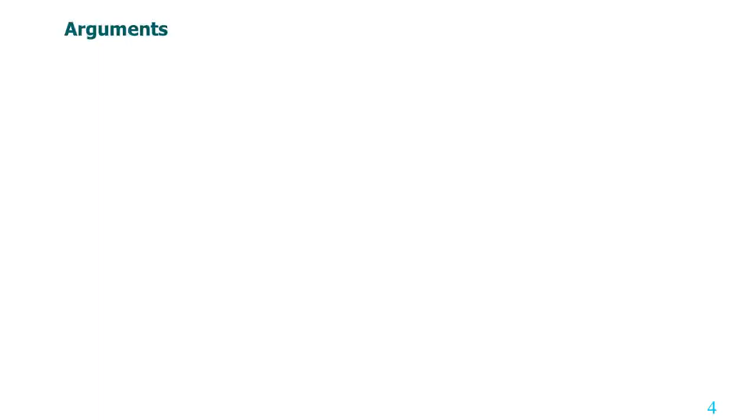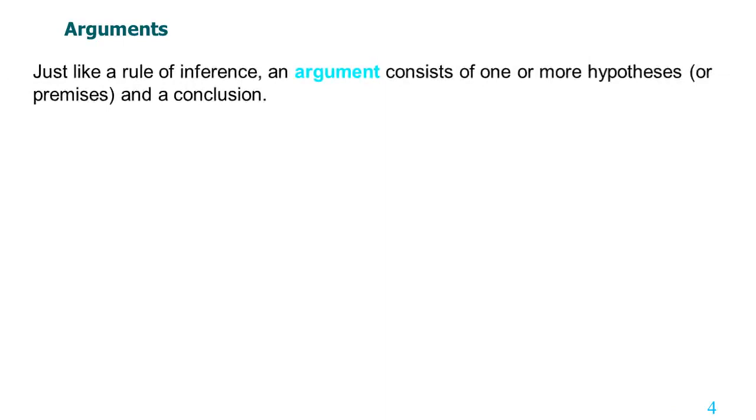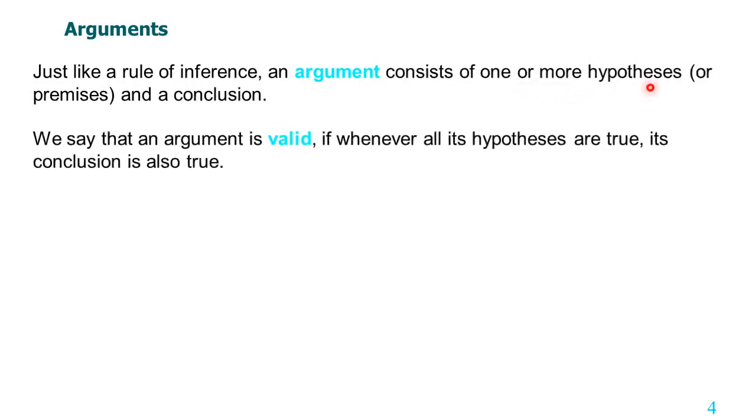What is an argument? Just like a rule of inference, an argument consists of one or more hypotheses or premises and a conclusion. A hypothesis may be an assumption or some written statements, also called premises, and a conclusion may also be an argument for the next findings or next set of statements, which creates another conclusion.